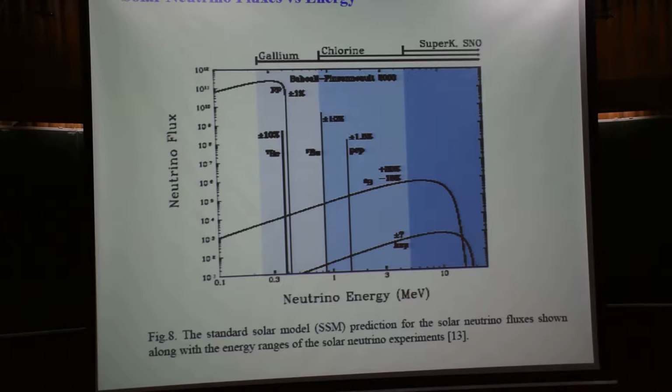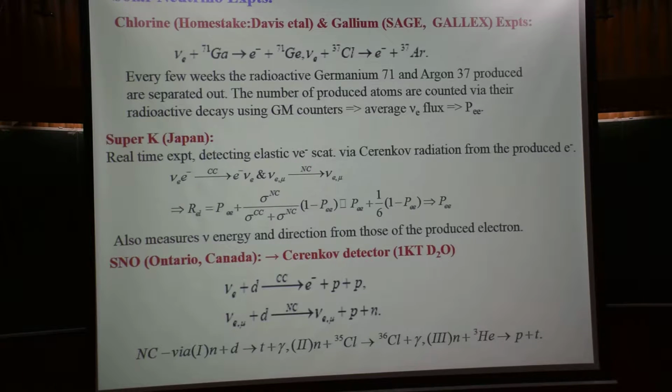So these are the 4 experiments: gallium and chlorine, which are radiochemical experiments, and Super K and SNO, which are real-time Cherenkov experiments. Let us discuss those experiments one by one. Chlorine: Homestake mine in US, Davis et al. And gallium, there are 2 experiments: SAGE, the Soviet American Gallium Experiment in Russia, and GALLEX, a West European experiment in the Gran Sasso tunnel.